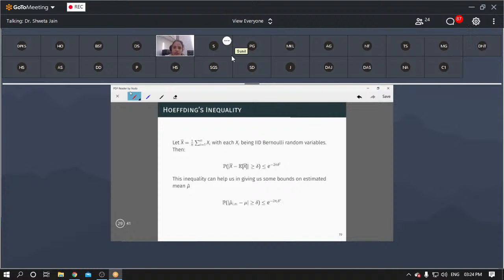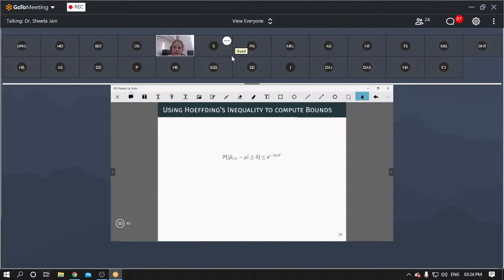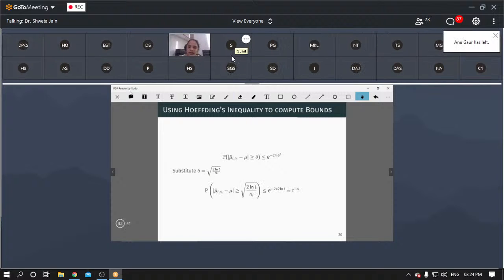This is what I have written, just that it should be mu_i here. If I pull a particular arm i, N_i number of times, then this is the inequality. Just copy from here. Now, how do I use it for my advantage? I can put a certain value of delta. In particular, I will put delta equal to this term. If I substitute this term here, delta is this.